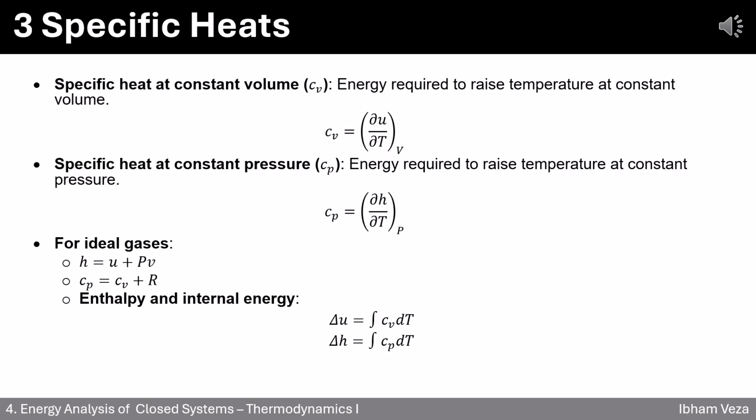For ideal gases, there are a few shortcuts. The enthalpy, H, is equal to internal energy plus pressure times volume. Also, C_P is always bigger than C_V, and the difference between them is simply the gas constant, R. Finally, whenever we want to calculate how much energy changes when temperature changes, we can just integrate C_V or C_P over the temperature range. This way, you'll always have a quick method to estimate energy changes with temperature, depending on whether your process is constant volume or constant pressure.